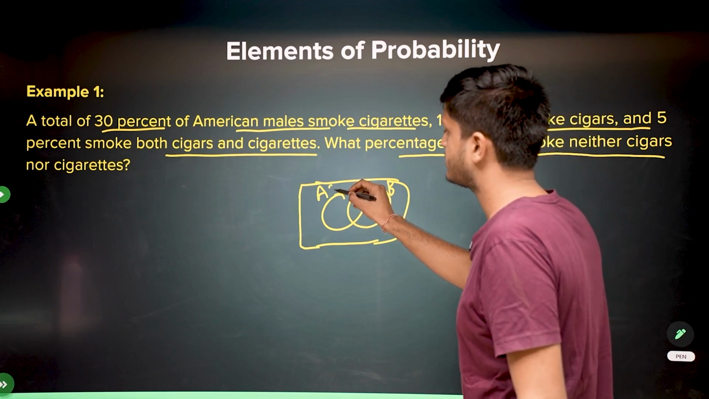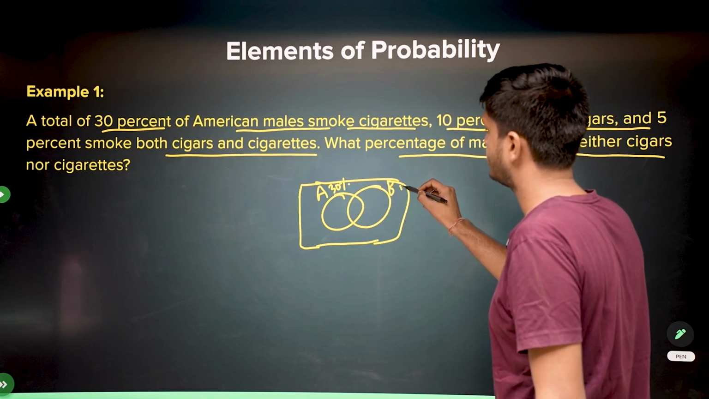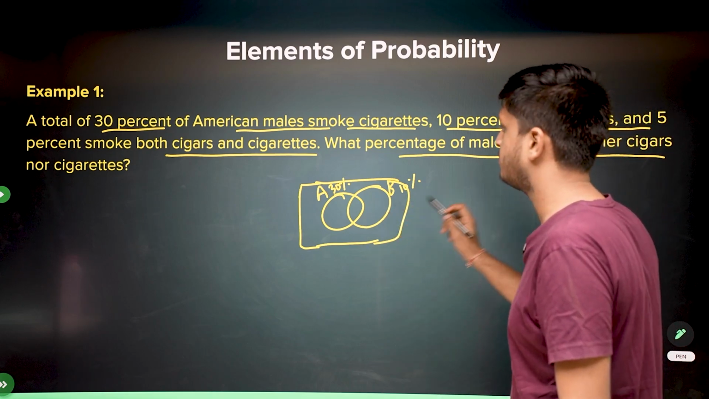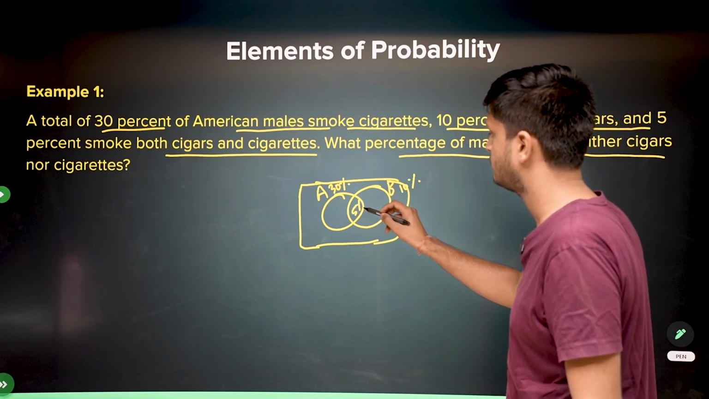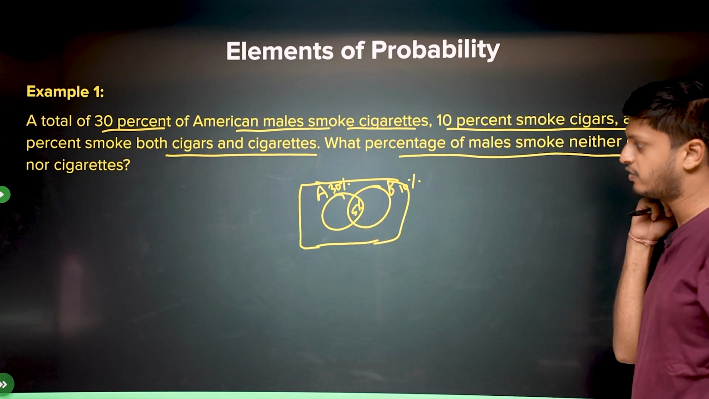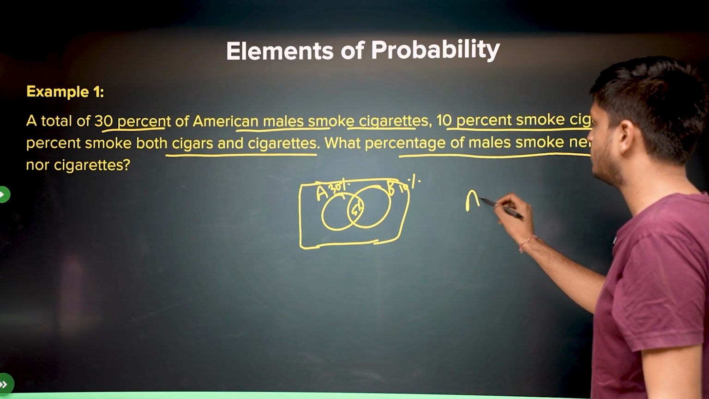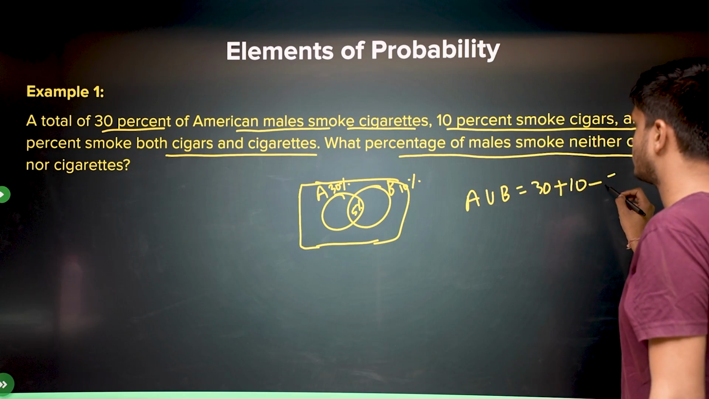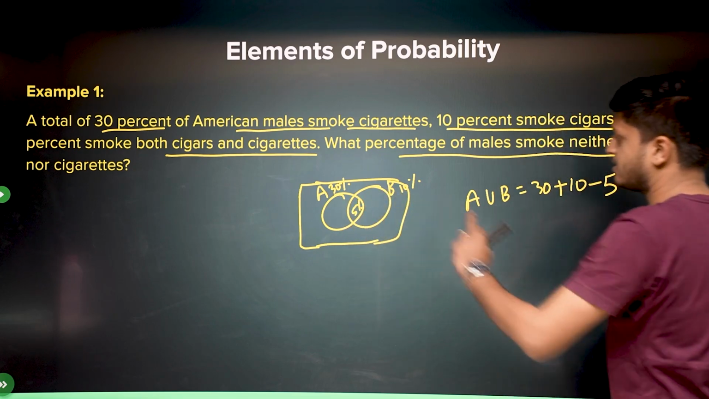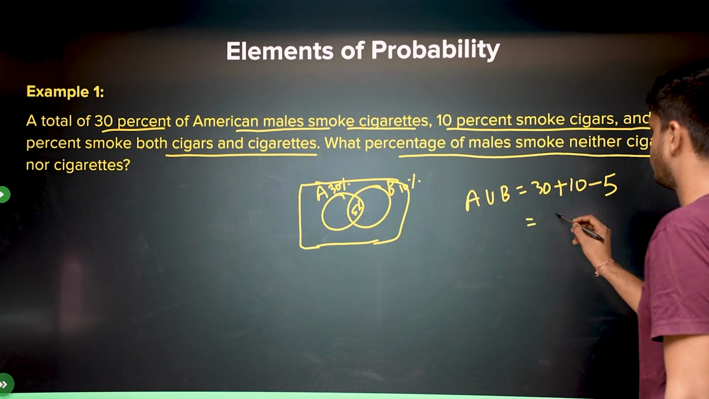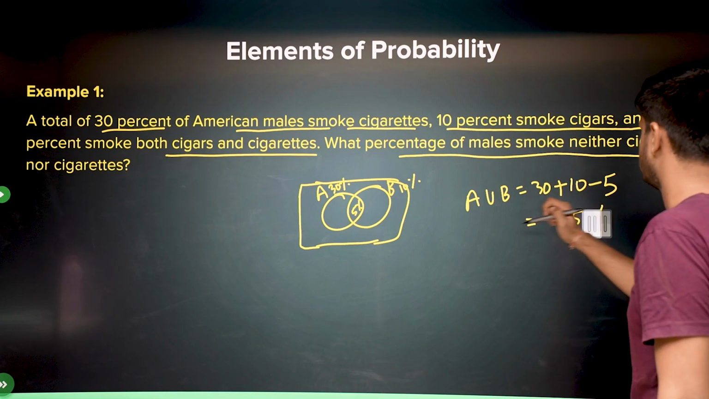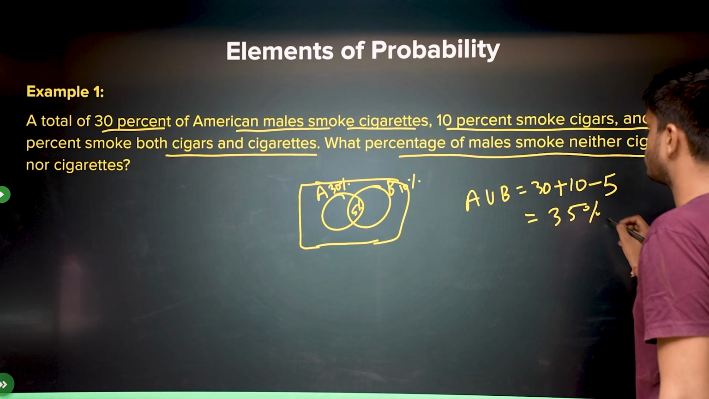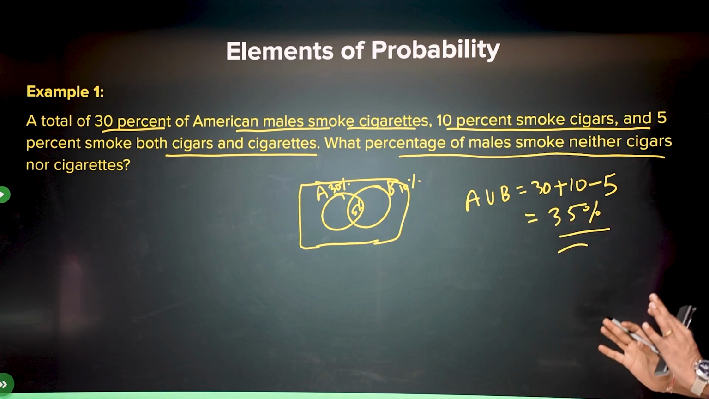And 30% smoke cigarettes and 10% smoke cigars. Okay, and they have said that 5% smoke both. This area is 5%. What does it mean? So the A union B will become 30% plus 10% minus 5%. Okay, A plus B minus A intersection B. It means 45%. No, 35%. So there are 35% people who smoke cigarette or cigar.